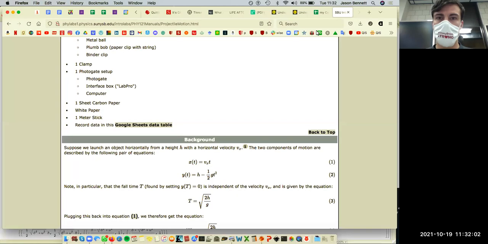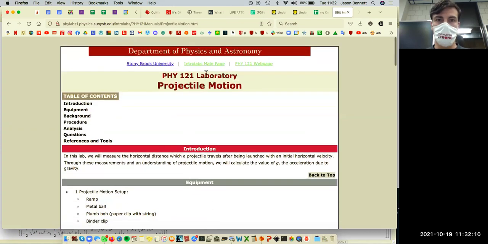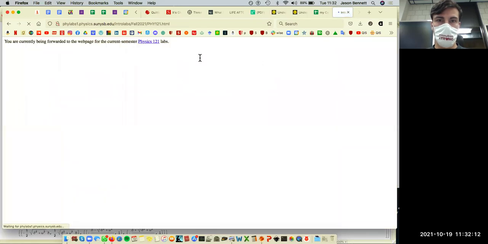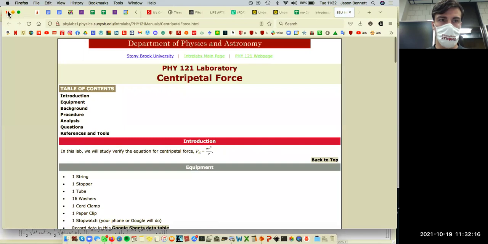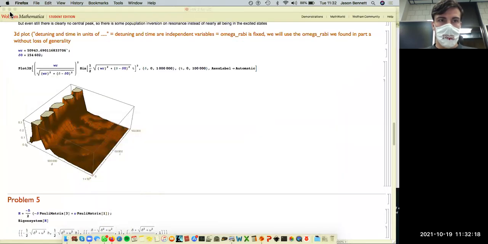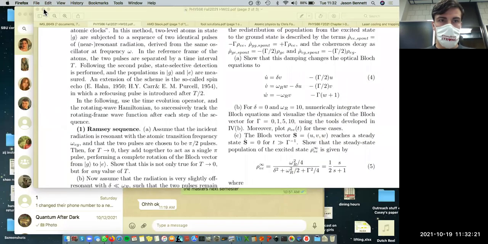Last week, and my decades-old computer didn't like that. Okay, so this is not the right lab. There we go. Get that out of here.